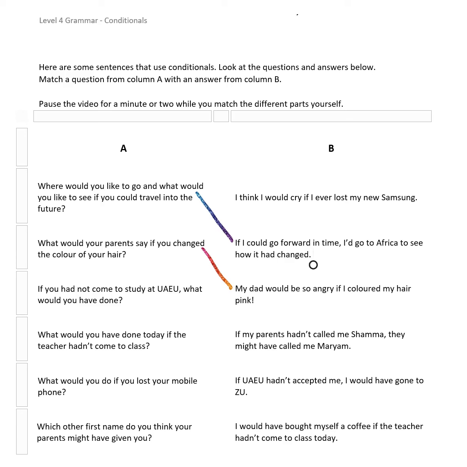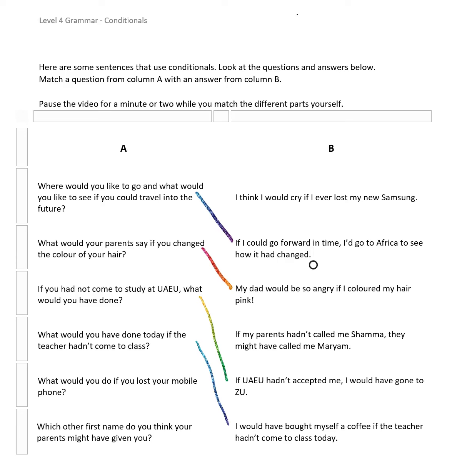If you had not come to study at UAU, what would you have done? Where's the answer? It's here. If UAU hadn't accepted me, I would have gone to ZU. What would you have done today if the teacher hadn't come to class? Where's the answer? It's here. I would have bought myself a coffee if the teacher hadn't come to class today.